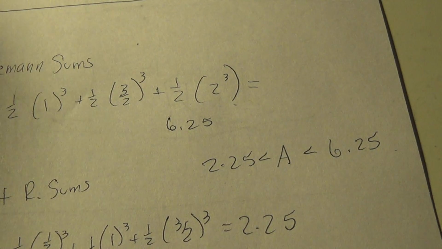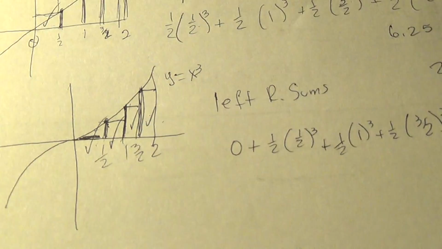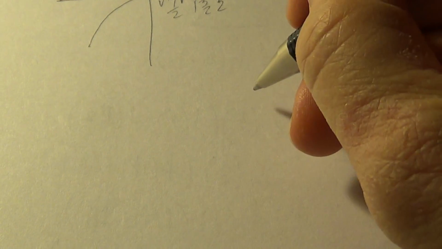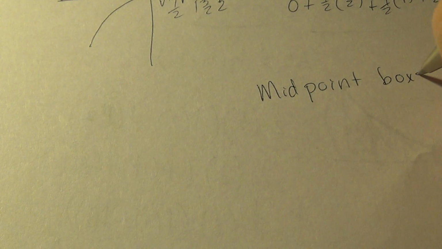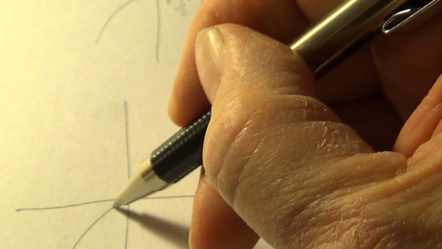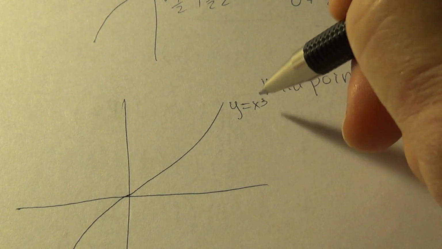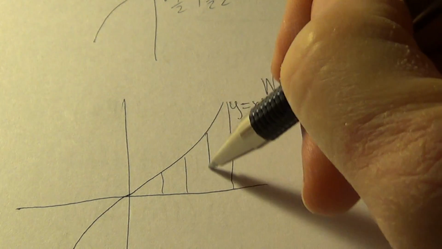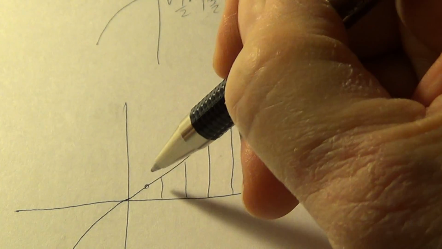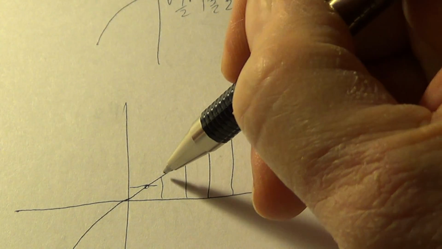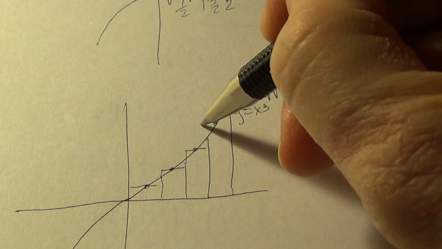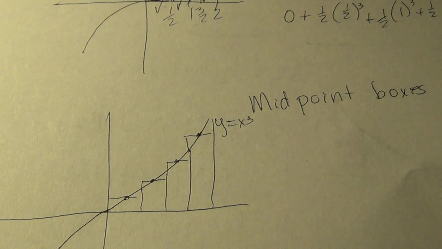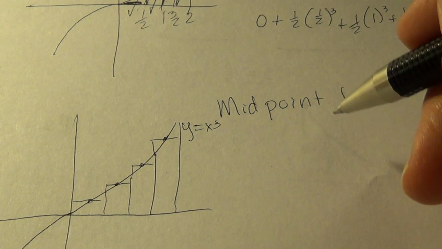All right, let me do a midpoint one, since that is a Riemann sum. Midpoint boxes. On midpoint boxes, we have y equals x cubed, 4 subintervals. And we're going to grab the midpoint from each subinterval's top and create a box from that point.